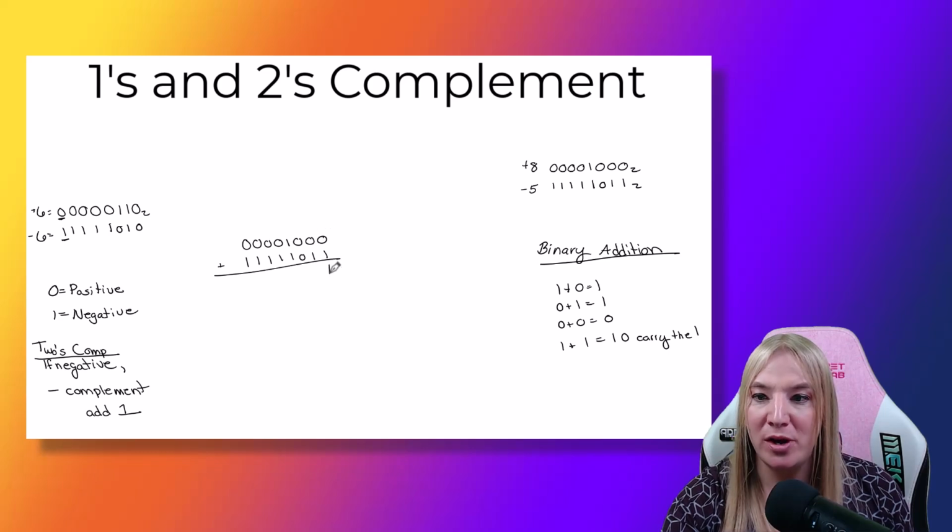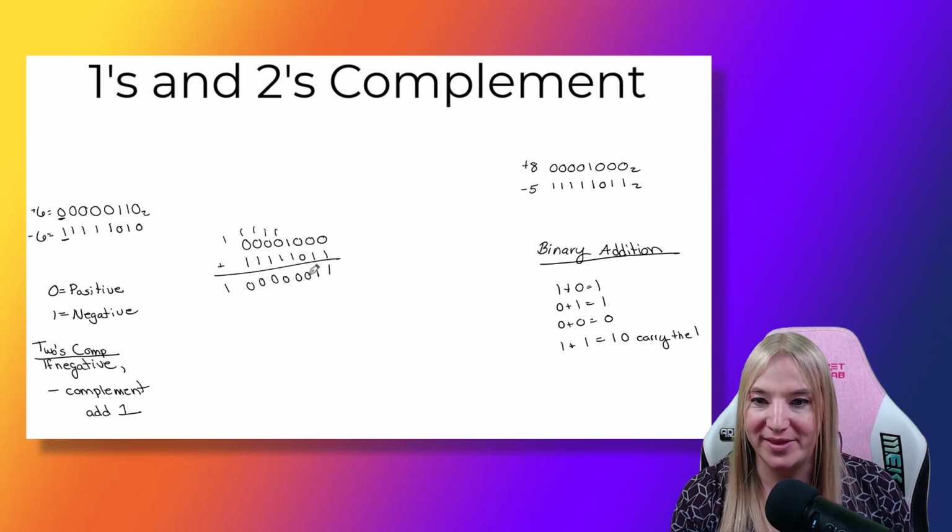0 plus 1 is 1. 0 plus 1 is 1. 0 plus 0 is 0. 1 plus 1 is 0 with a carryover bit. 1 plus 0 is 1. 1 plus 1 is 0 with a carryover bit. 1 plus 0 is 1. 1 plus 1 is 0 with a carryover bit. 1 plus 0 is 1. 1 plus 1 is 0 with a carryover bit. 1 plus 0 is 1. 1 plus 1 is 0 with a carryover bit. And in this case, we get this little carryover bit over on the side here.